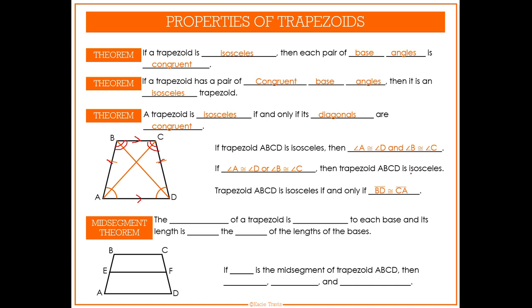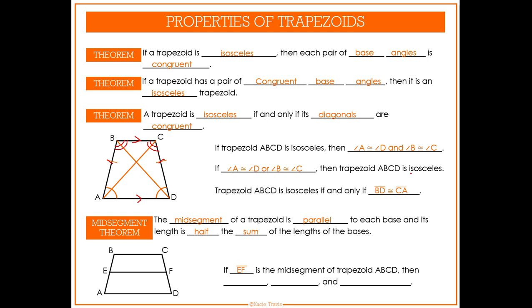All right, the final theorem we've got here is specific to the midsegment of this trapezoid. We've talked about midsegments one time in the past with the midsegment of a triangle, so it's been a minute since we've seen this. The midsegment of a trapezoid is parallel to each base, and its length is half the sum of the lengths of the bases. So when we're talking about the midsegment, we're talking about this segment right here in the middle from E to F.